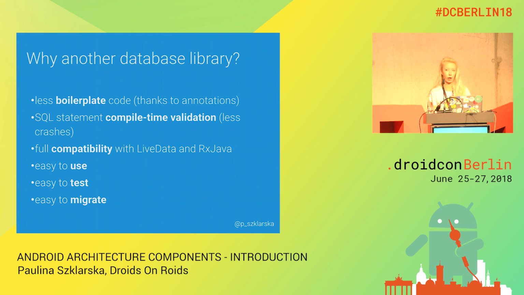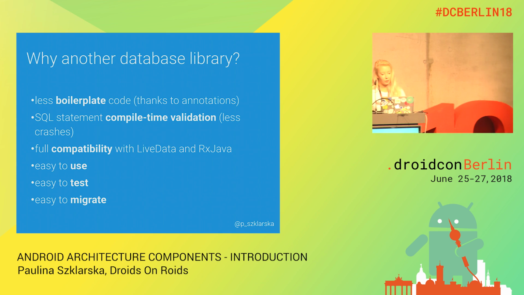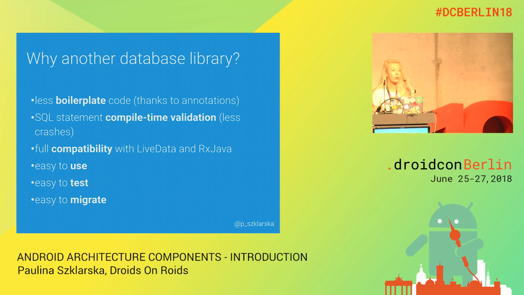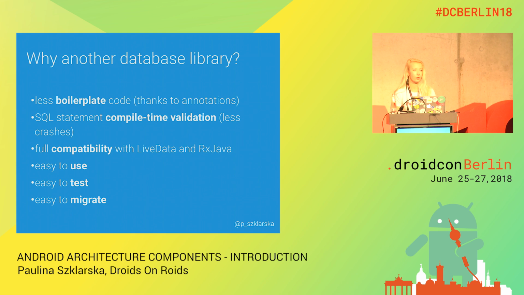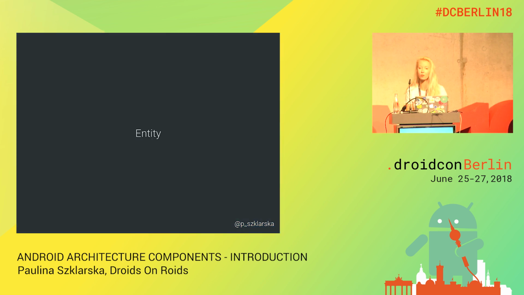We don't need to write the SQL statements on our own. We just use the proper annotations. The second cool thing is that our SQL statements are validated during compile time, not runtime, so there will be no runtime exception caused by some SQL typo. The third thing is that there is full compatibility with LiveData and RxJava, which is cool, and Room is just easy to use, test, and to migrate. Okay, so how to use it?